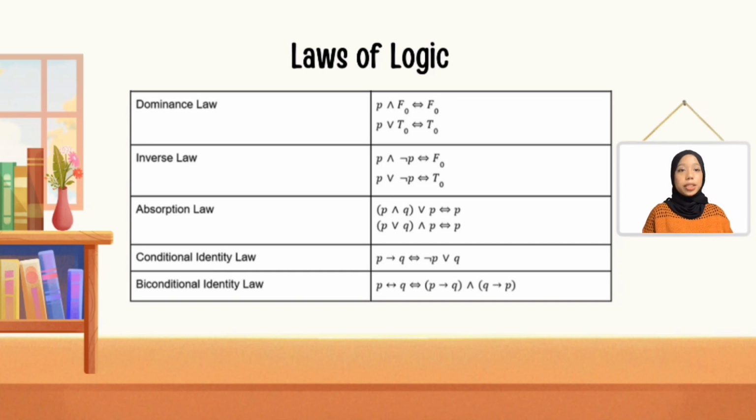The second last is the conditional identity law. We use conditional identity law to change the conditional statement. For example, when P implies Q is equivalent to negate P or Q. For the last one is biconditional law. Biconditional law is when P biconditional Q is equivalent to P implies Q in bracket and Q implies P in bracket.